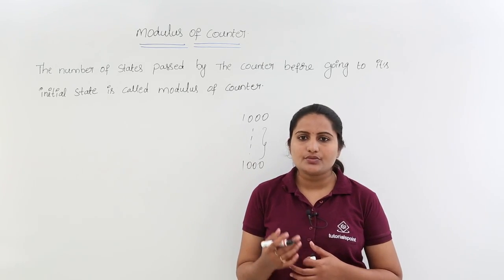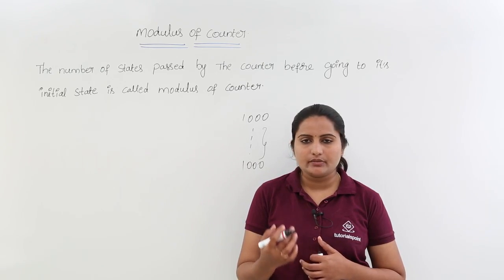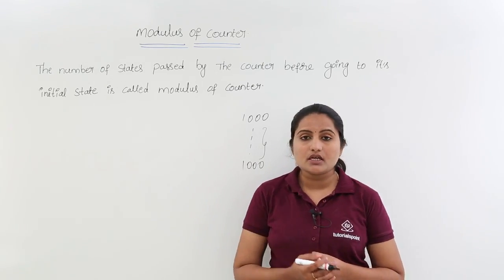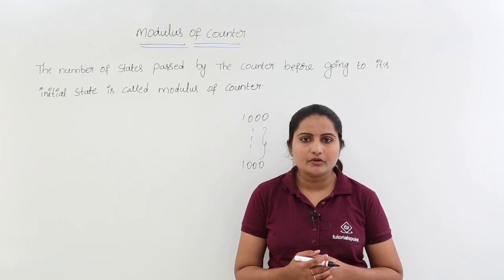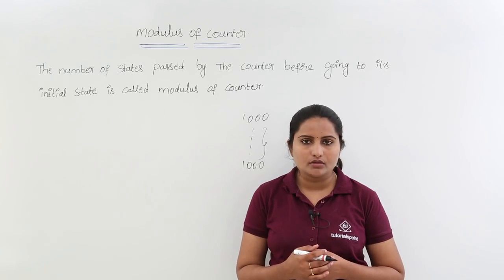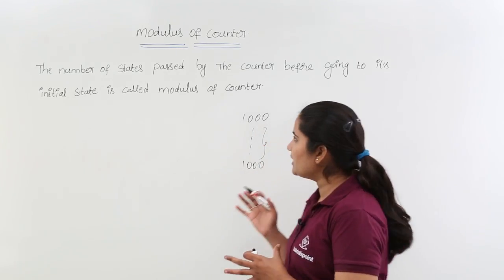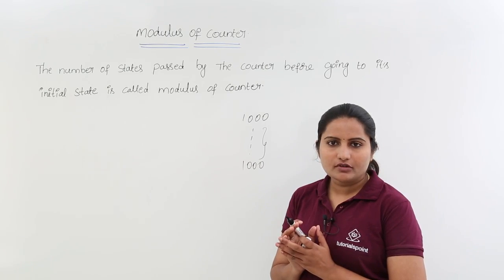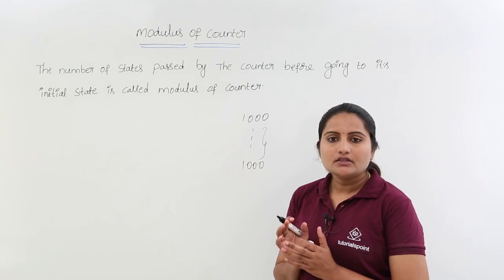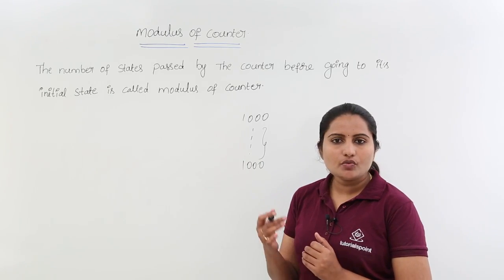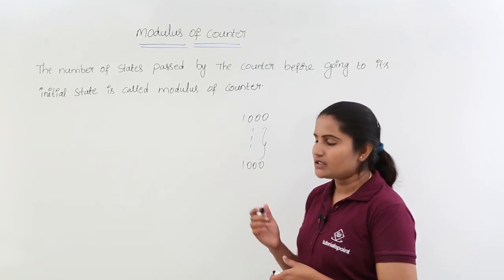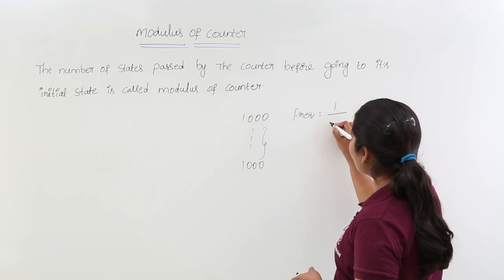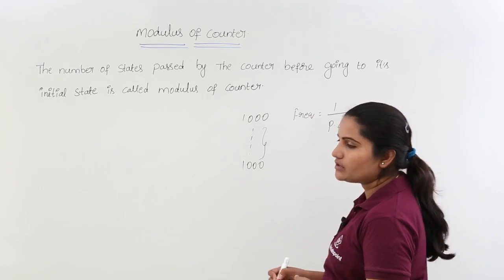In the next classes we are going to design mod counters, that means a mod 3 counter and a mod 12 counter, and these mod counters are very important from the GATE point of view also. You will get problems on mod counters. In mod counters, they ask for the equation of total frequency. The total frequency is equivalent to 1 by the propagation delay that you need to consider.